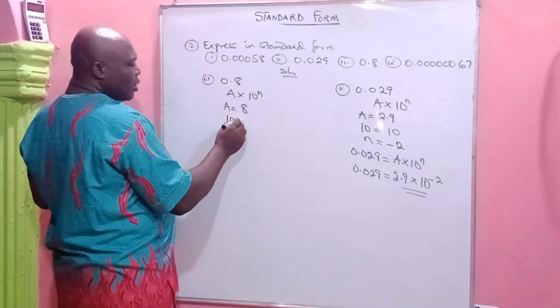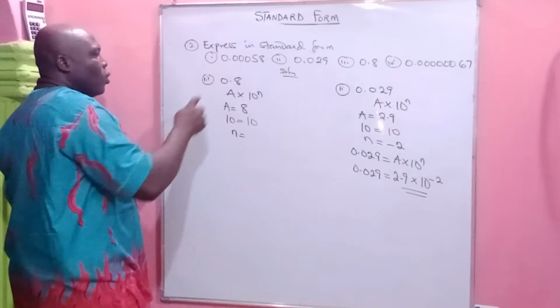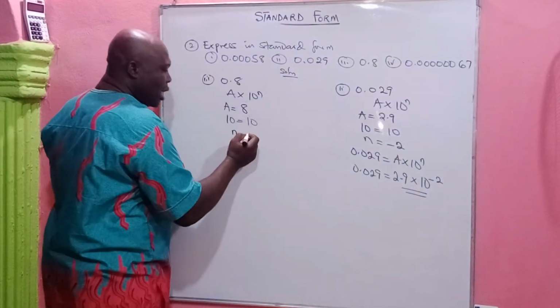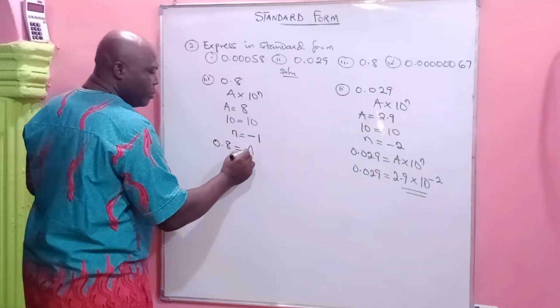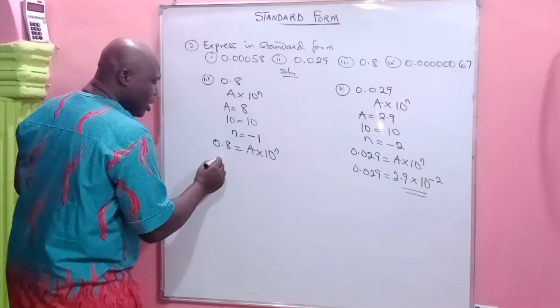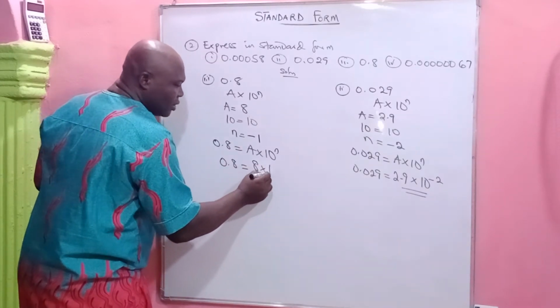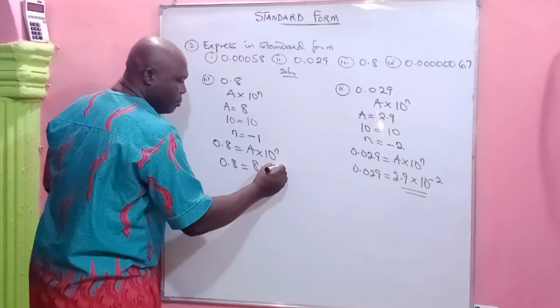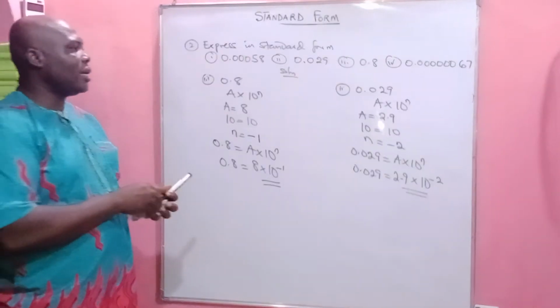So 10 is constant and n is the number of times you move the decimal point backwardly, and that's just 1 time. So that will be -1. So expressing 0.8 in the form a times 10 raised to the power n, your 0.8 will simply be a, which is 8, times 10 raised to the power of n being -1. So we have expressed that in standard form.